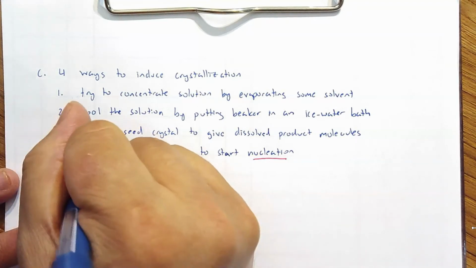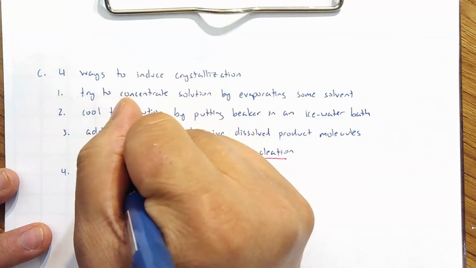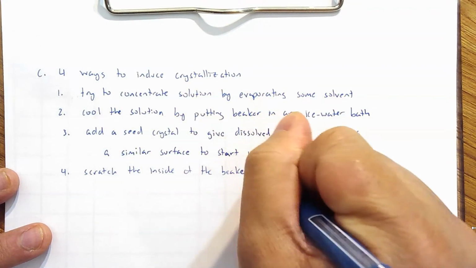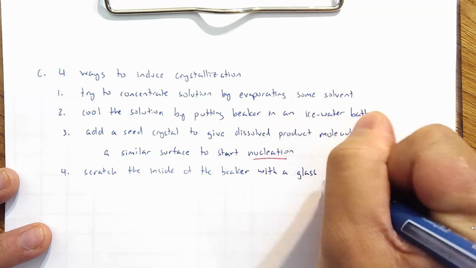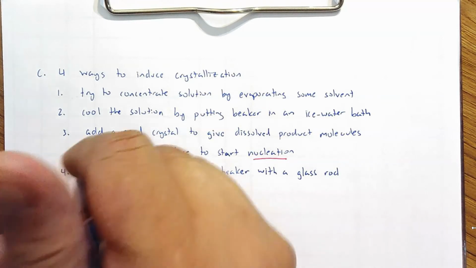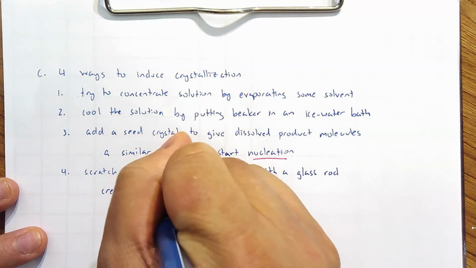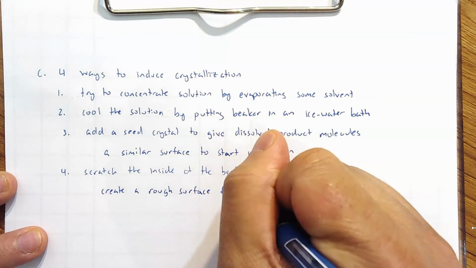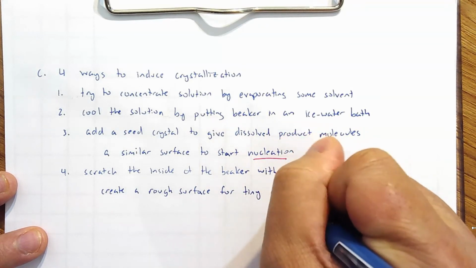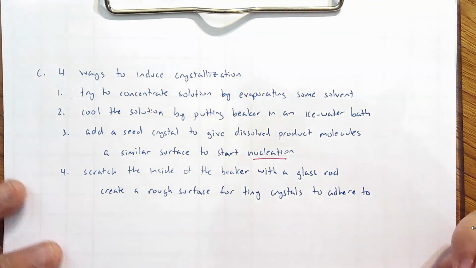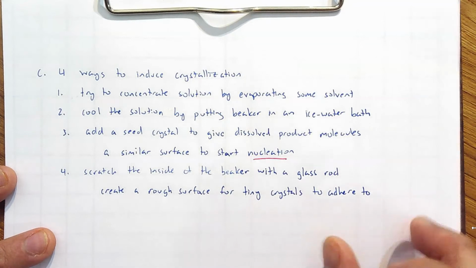Number 4 and last one. This one's also strange at first. Scratch the inside of the beaker with a glass rod. Gotta be careful. You don't want to put so much pressure that you break the glass rod or the beaker, but you want to hear it. You want to hear it like nails on a chalkboard almost, because we want to create a rough surface for tiny crystals to adhere to. And that will start the nucleation process to nucleate larger crystals or the growth of larger crystals.